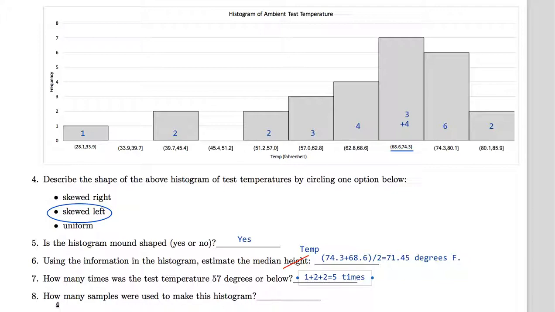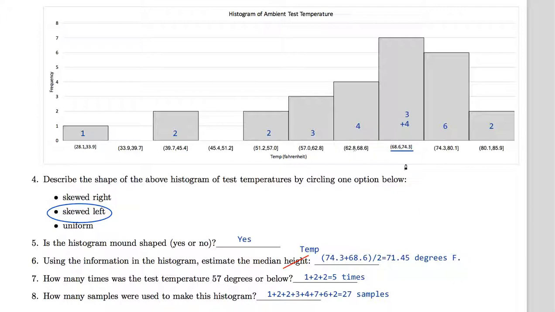And then finally, how many samples were used to make this histogram? So we looked at the frequency count. We already stuck them on here after we read them off the graph, the vertical axis over here on the left, and we can just add them all up, and we see that they add up to 27 samples that were used to make the histogram.